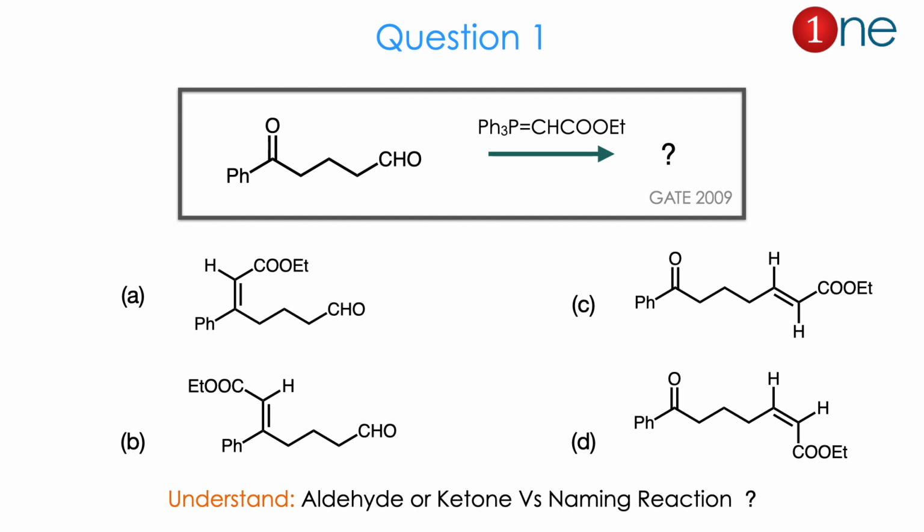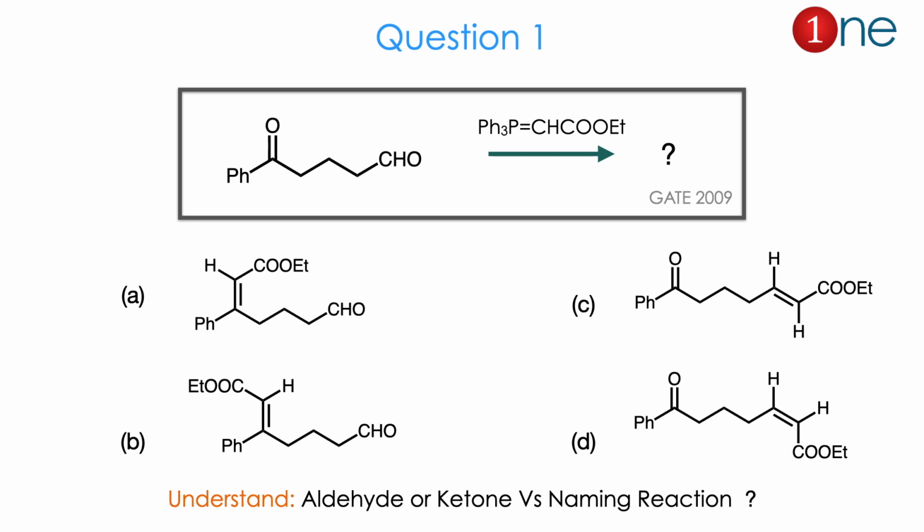Let us see question number 1. The starting material is a linear system attached with a ketone and an aldehyde. You have phenyl on the other end. So the ketone and aldehyde are both possibilities, as both have carbonyl. You are using phosphine as the reagent, which is attached with COOEt. They ask you to find the product.